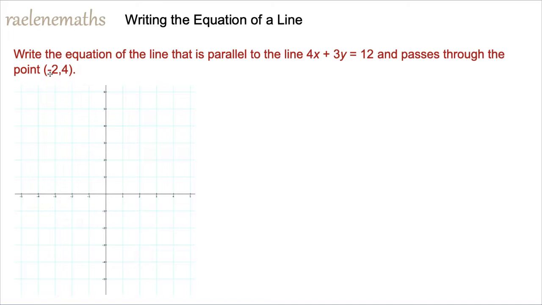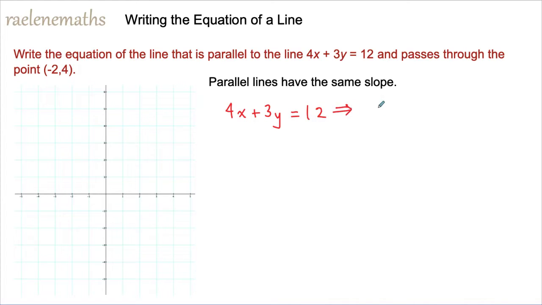In order to get the slope, we generally have 2 points, which we don't have. Instead, we are told that our line is parallel to another line. Parallel lines have the same slope, so we're going to use this fact to rearrange the first equation into the y equals mx plus c form to get its slope, which will be the same as the slope for our line.